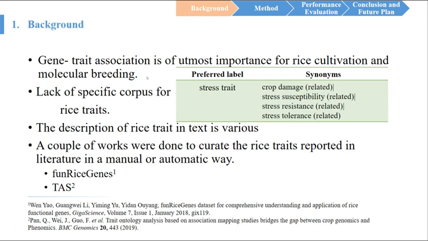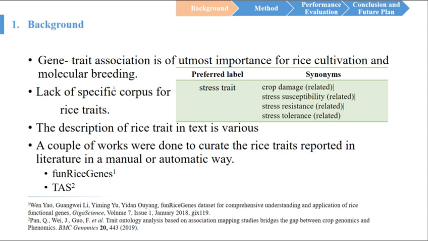As we all know, gene trait association is of utmost importance for rice cultivation and molecular breeding. But now, rice trait mining still lacks method and corpus. One main difficulty of automatically mining the rice trait from text is that the description of rice trait is diverse. Let's give an example of rice trait.